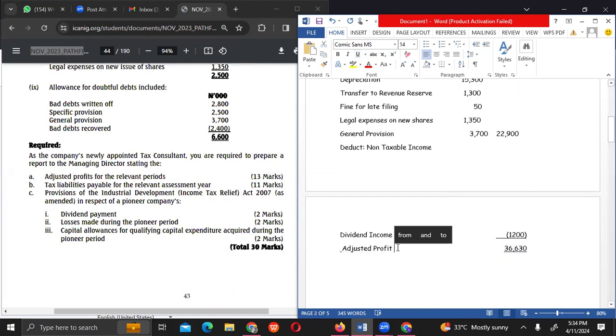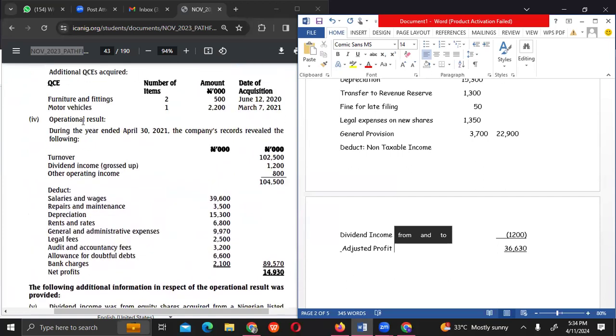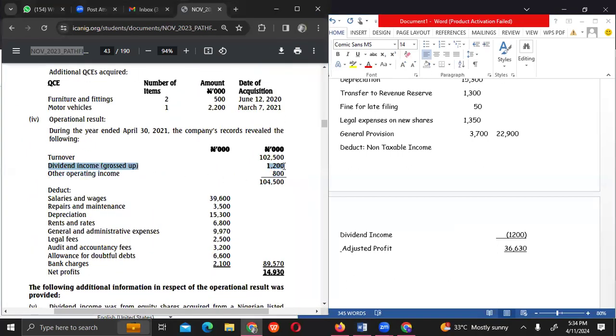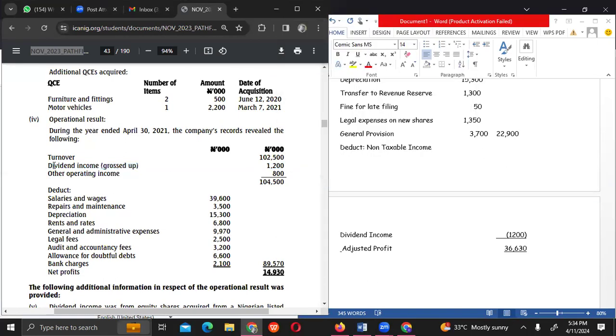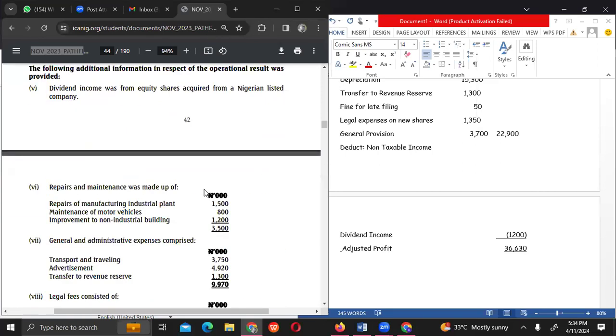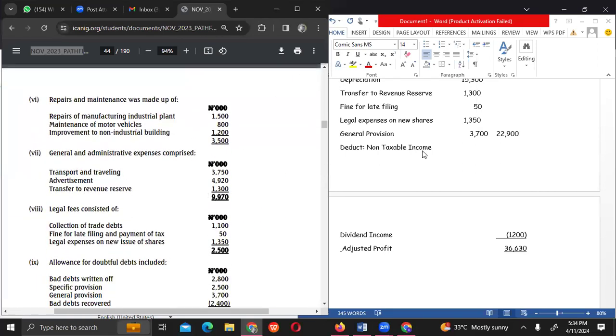So now to do the B part. Where did you get this income from? Please. Have you seen it? I highlighted it just now. Yes, sir. All right. So let's move on.